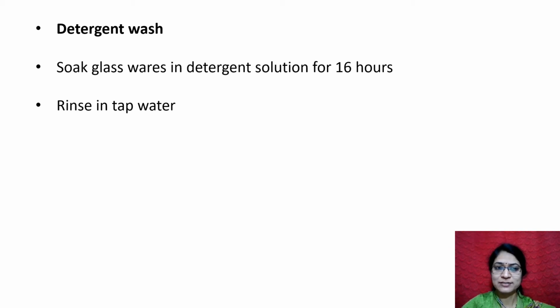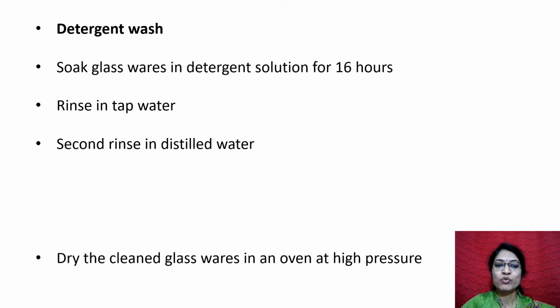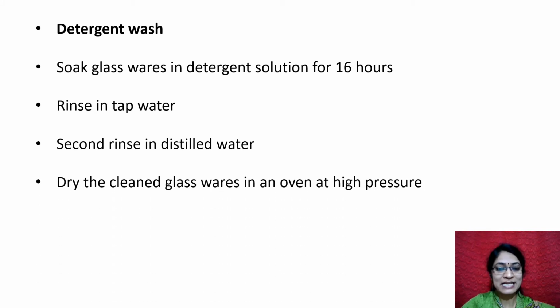If we are using detergents, we must soak glasswares in detergent solution for 16 hours. After 16 hours, we must rinse those wares in tap water and give a second rinse in distilled water. After the distilled water wash, we have to dry the glasswares in an oven. We can use 150 to 200 degrees centigrade for drying cleaned glasswares.